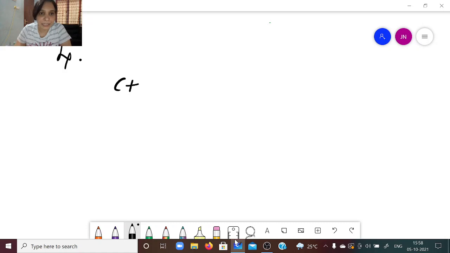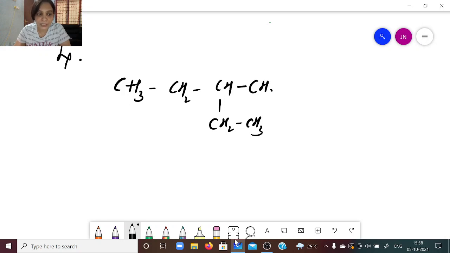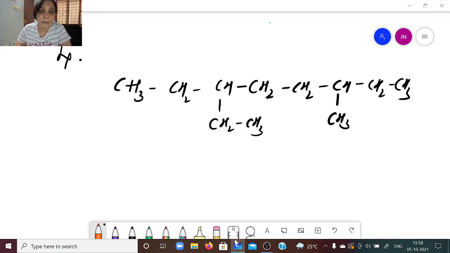For example, if I am writing this compound CH3, CH2, CH, CH2, CH3. That is, in this carbon, one ethyl branch is there. Then CH2, CH2, CH. In this carbon, one methyl group is there. Then CH2, CH3. So if I am counting from left to right, then 1, 2, 3, 4, 5, 6, 7, 8. And if I'm counting from right to left, then 1, 2, 3, 4, 5, 6, 7, 8.